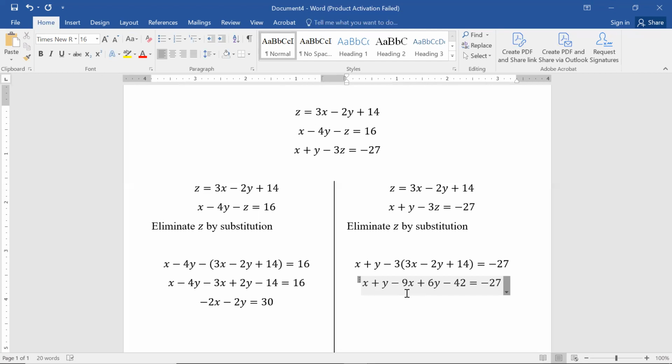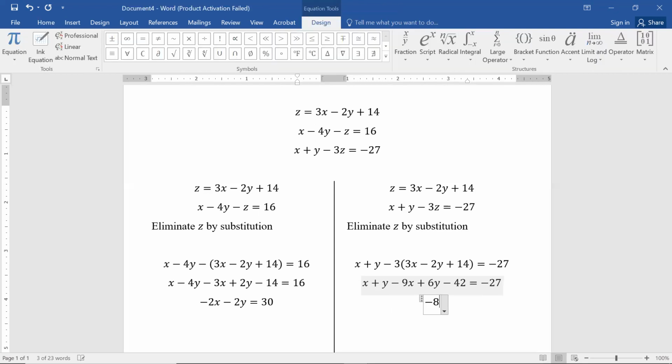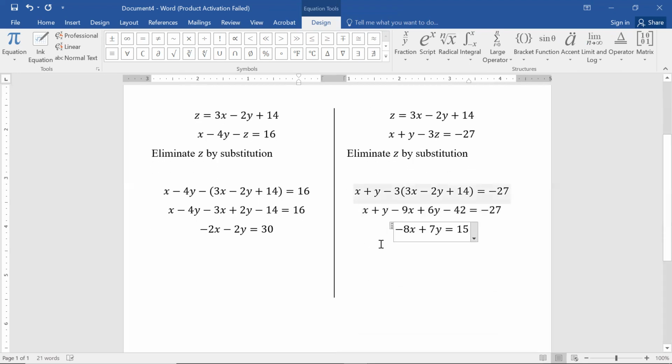Combining like terms and adding 42 to both sides gives you negative 8x plus 7y equals 15. So I can use substitution to eliminate the variable z as well. If you don't like the elimination method, the substitution method is available to you.